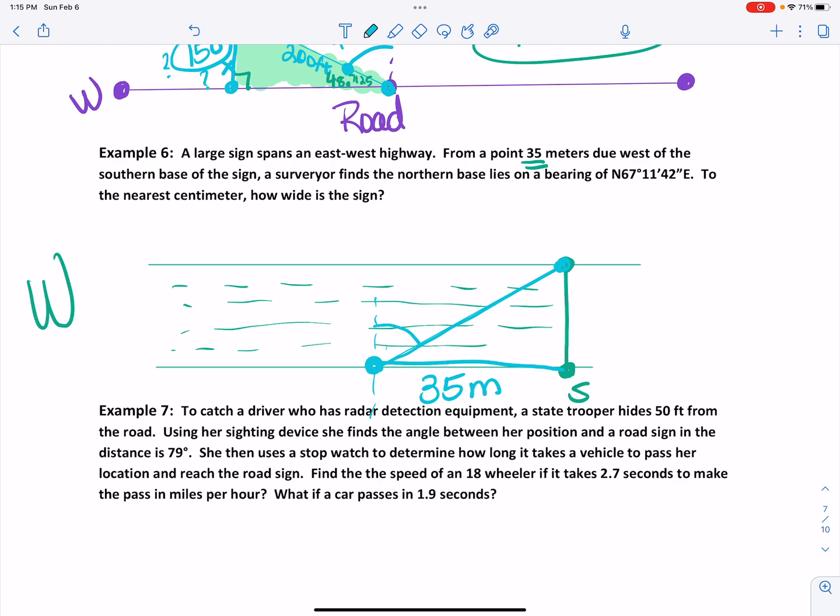So 11 divided by 60 plus 42 divided by 3,600 ends up being 0.195. So this angle is 67.195. So if I do 90 minus 67.195, my answer, this inside angle, is 22.805, right? And I want to know how wide it is to the nearest centimeter. So if you think about that, a meter is a full meter, a centimeter is a 100th. So I just need to round it to the 100th place. That's what it's saying. It's saying round to the 100th.